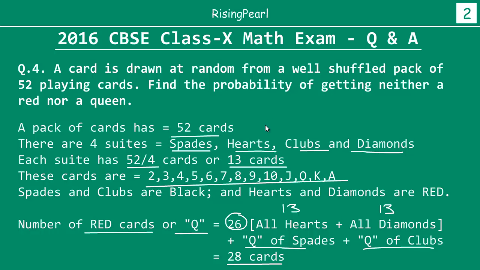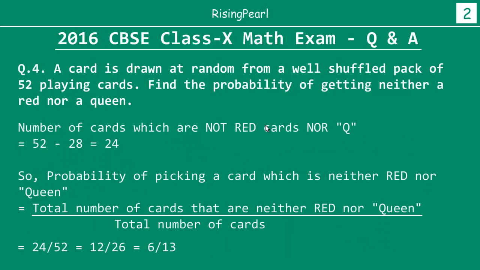And like we just talked about, now we want to have cards which are not red nor queen. So it will be the total number of cards 52 minus 28, 24. So probability of picking a card which is neither red nor queen will be total number of cards which are neither red nor queen divided by total number of cards, which is going to be equal to this, and this will be our answer. So friends, this is the answer for our fourth question.